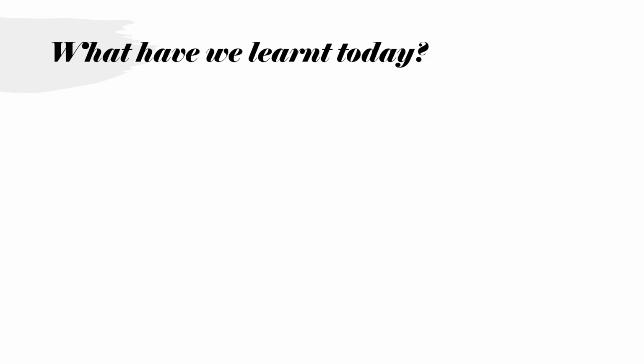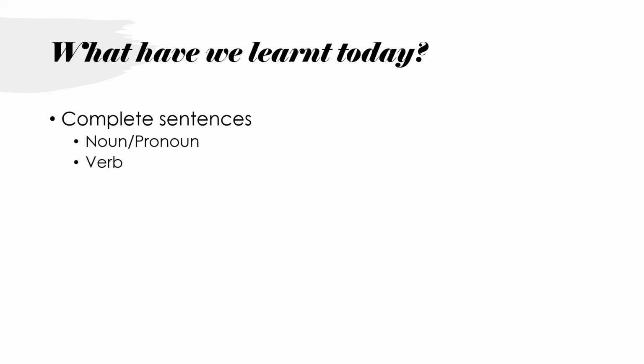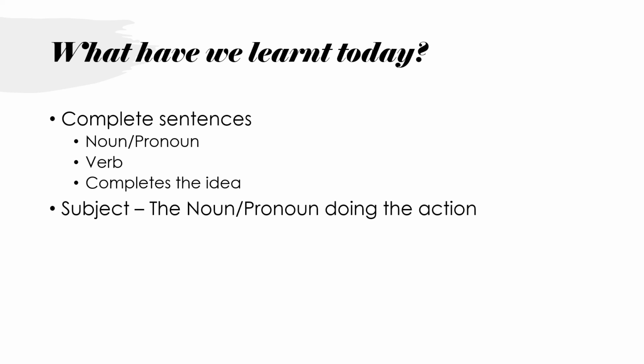Finally, what have we learned in class today? We learned about complete sentences. How do we make complete sentences? We have a noun or a pronoun, we have a verb, and we have something that completes the idea. What was the second thing we learned? We learned about the subject. This is the noun or the pronoun who is doing the action.